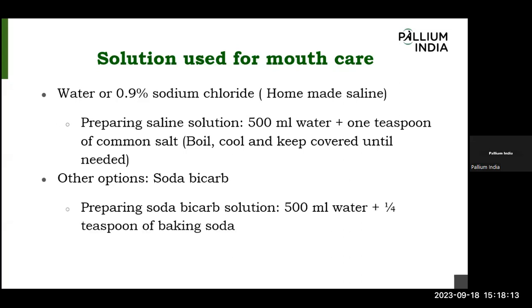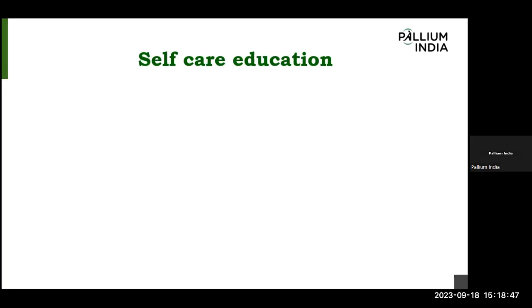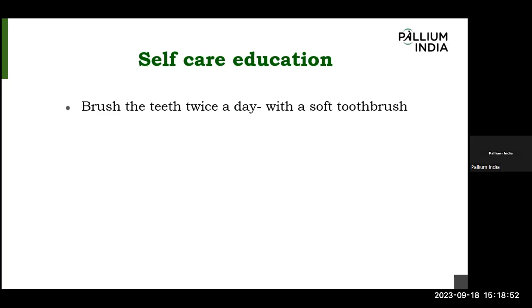So that solution is enough for oral care. And the next thing is soda bicarb solution. Same 500 ml of water and add a quarter teaspoon of baking soda. The same thing, you can boil it and cool it, and that water you can use for oral care. So these things you have to educate the caregivers before they go home, because they don't know how to make a homemade saline. It is cost effective, they can easily make it in their own home. Okay, so this is very easy. So you have to educate them. And a few self-care education points are also important.